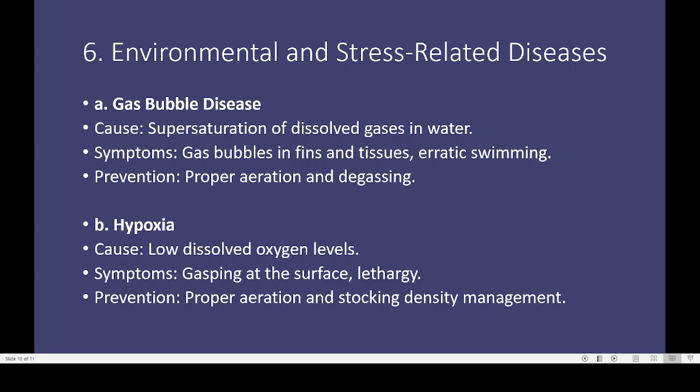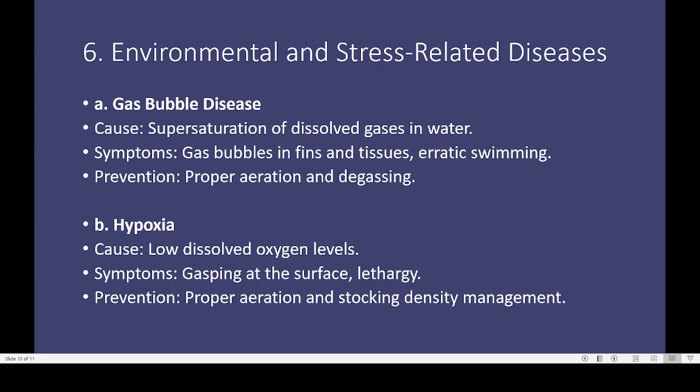if you take 100 ml of water, normally that 100 ml of water may be able to carry a certain amount of oxygen. If it is more than that amount of oxygen, when the fish is breathing that water, gas bubbles may form inside the body of the fish. This is known as gas bubble disease.